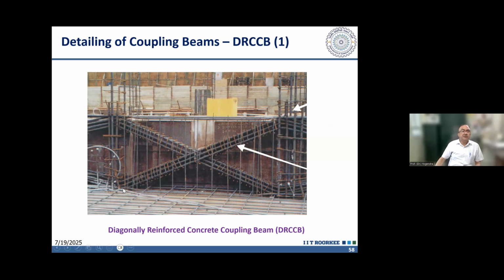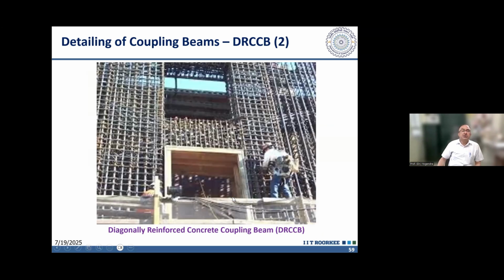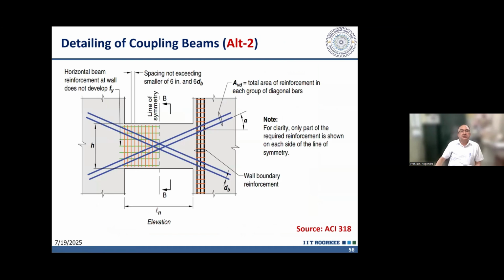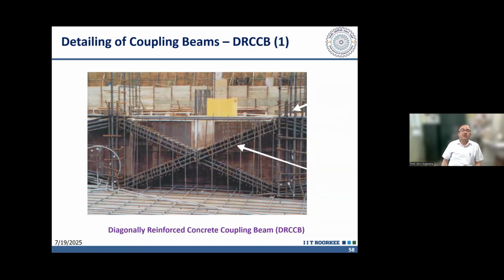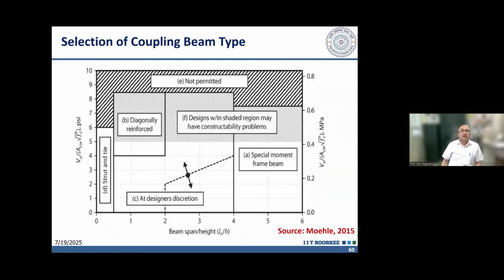Now, in real practice, it will look something like this. So here you can see that special confining reinforcement is provided on the bundles, but it appears to be quite complex. How to provide that reinforcement here? It is not easy. The other possible detailing is this, where special confining reinforcement is provided in the coupling beam, and in addition to that, you can see that the diagonal reinforcement is provided here. And this diagonal reinforcement should continue into the shear wall. As per ACI 318, this anchorage has to be Ld, and as per our code, this anchorage has to be 1.5 times Ld, the development length.